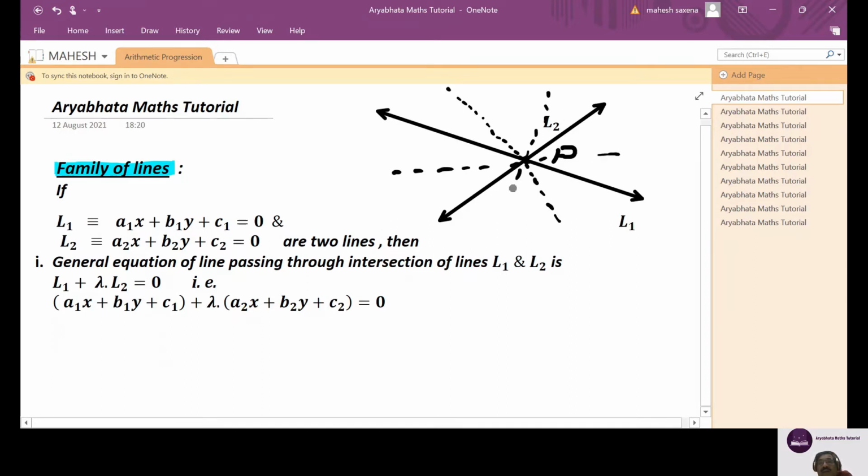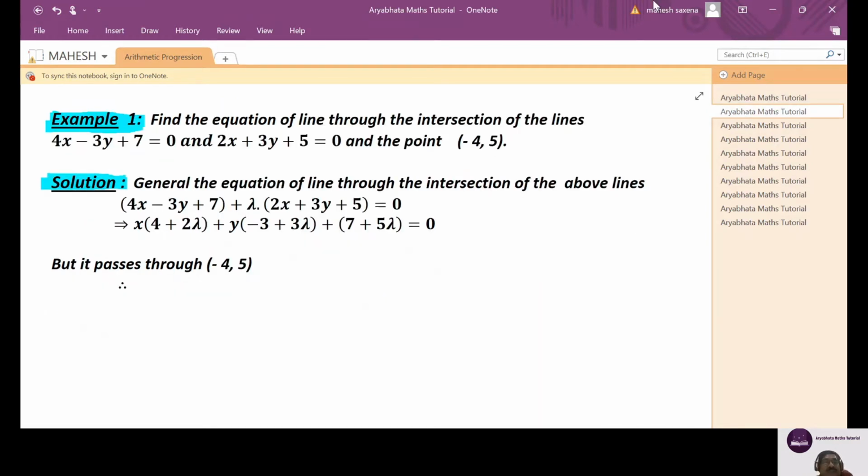However, the general equation of a line passing through the intersection of L1 and L2, that is point P, is L1 plus lambda times L2 equal to 0, that is a1x plus b1y plus c1 plus lambda times a2x plus b2y plus c2 equal to 0. By the specific condition of this line passing through a given point, we can find the value of lambda, so that we can find the general equation of the line passing through the intersection point P with the given specific condition. Let us take an example.